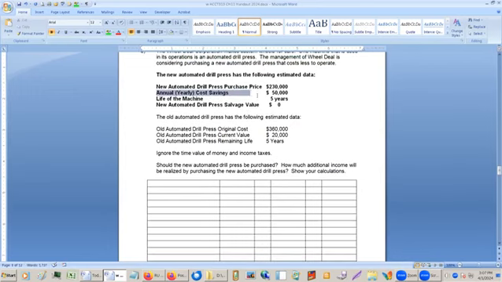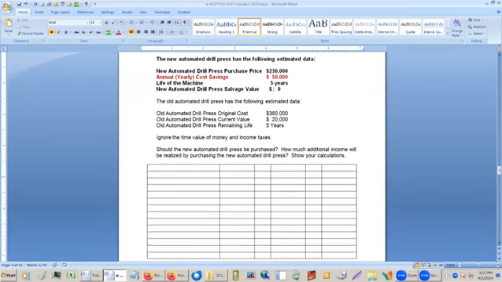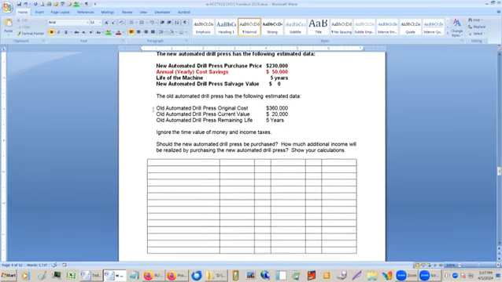And we would have cost savings of $50,000 a year. Buying this new drill press lasts for 5 years. And here we have the old drill press.